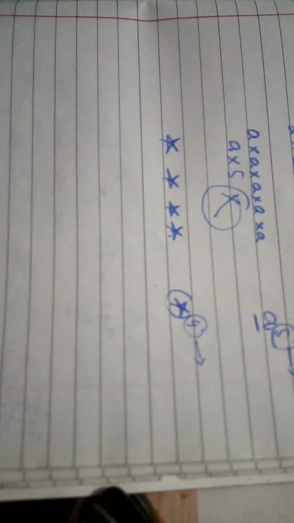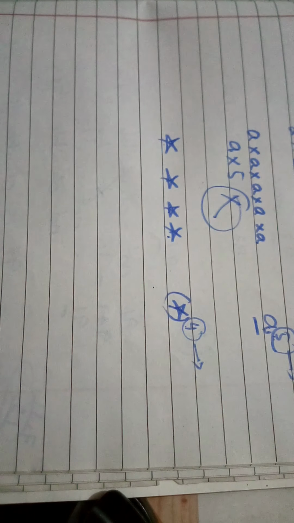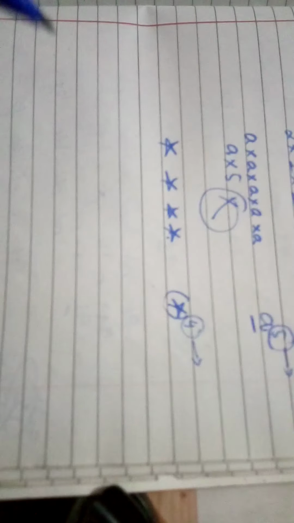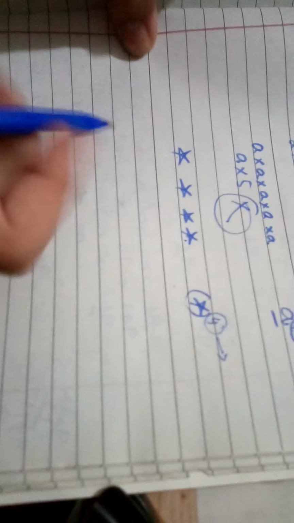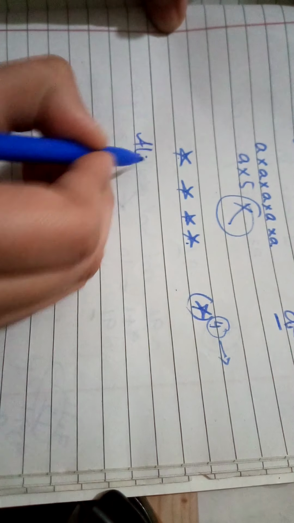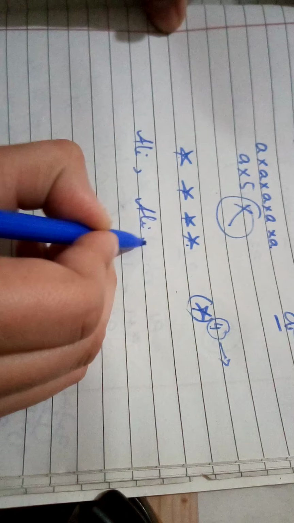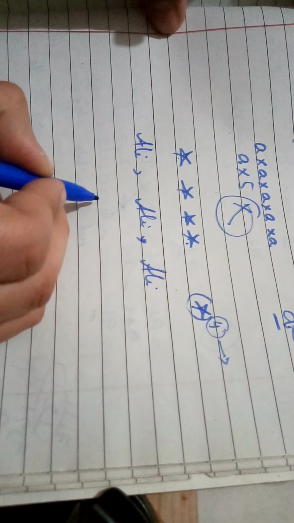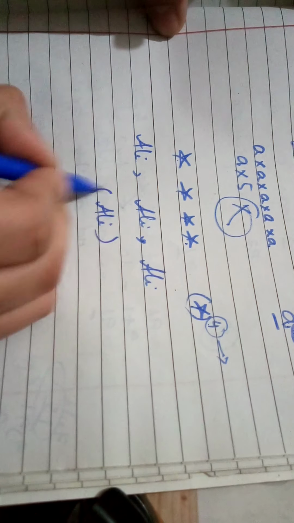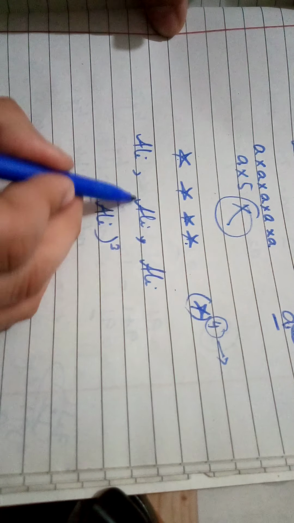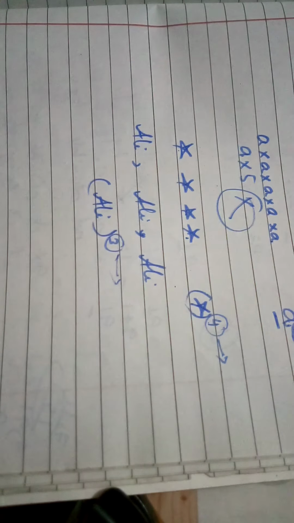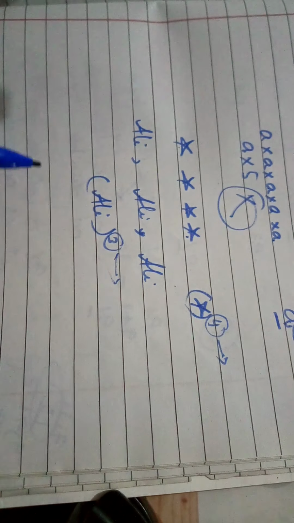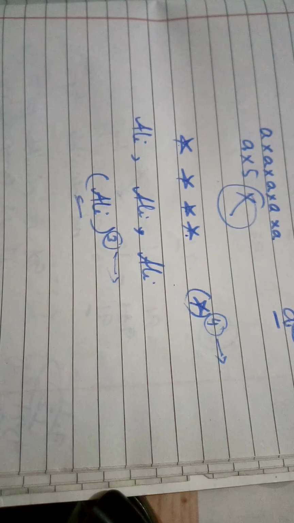We briefly describe, or you can say we write this term in the form of index notation. Suppose we can take anything. Suppose someone's name is Ali and there are 3 Alis. How can we write this? Ali raised to power 3. That means there are 3 times Ali. So again, this 3 is your index notation, your power, and Ali is the base.